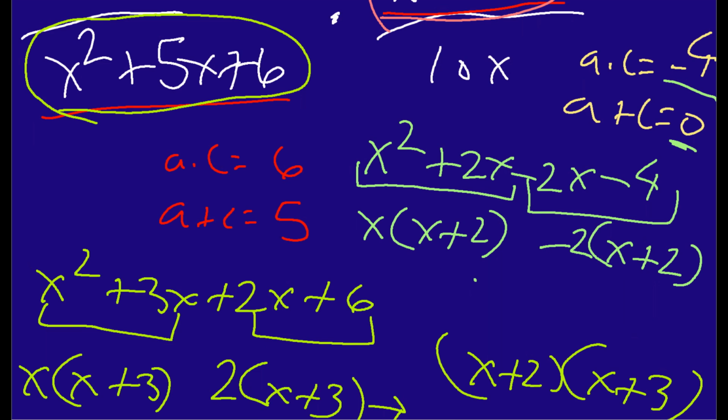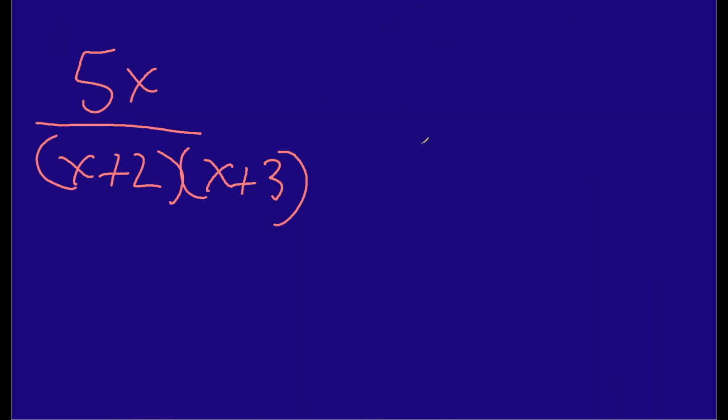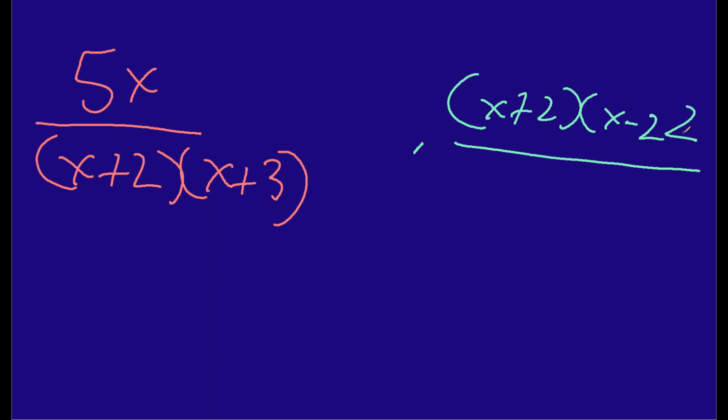Let me put it in a slightly different color so we don't get lost too much. It'll be x plus 2 and then x minus 2. That is our numerator for the second one. So I'm going to go ahead and put this over here. So x plus 2, x minus 2, like so. Okay, now the rest of this is going to stay the same for right now. So then we have the 10x like so.